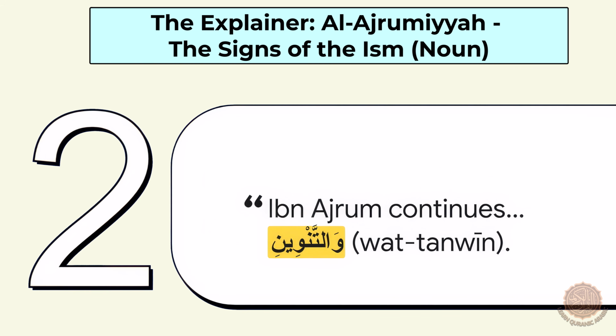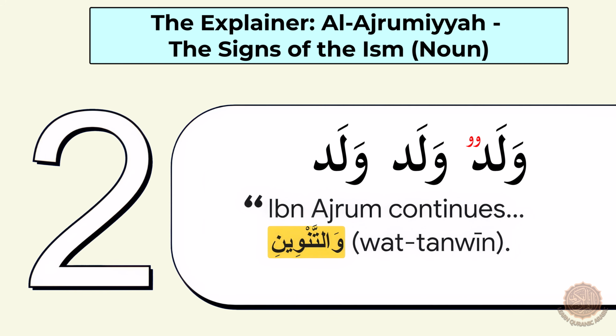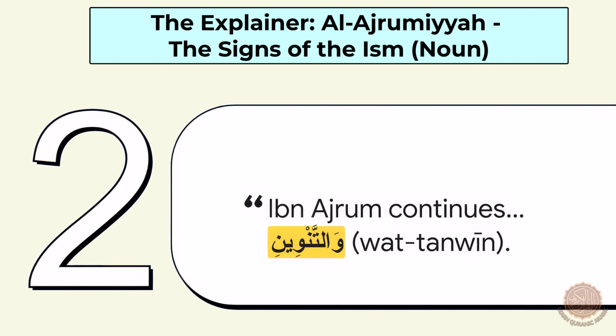So after talking about al-khafd, Ibn Ajrum gives us our second piece of evidence. He just says, wa tanween, and a tanween. That's it. This is another sign that only belongs to the ism. If you find a word with tanween on it, you can be 100% sure it's a noun. Let's look at this comparison here. We see the name Muhammadun. You hear that un sound at the end? That's tanween. Or the word kitabun, a book, that's also tanween.